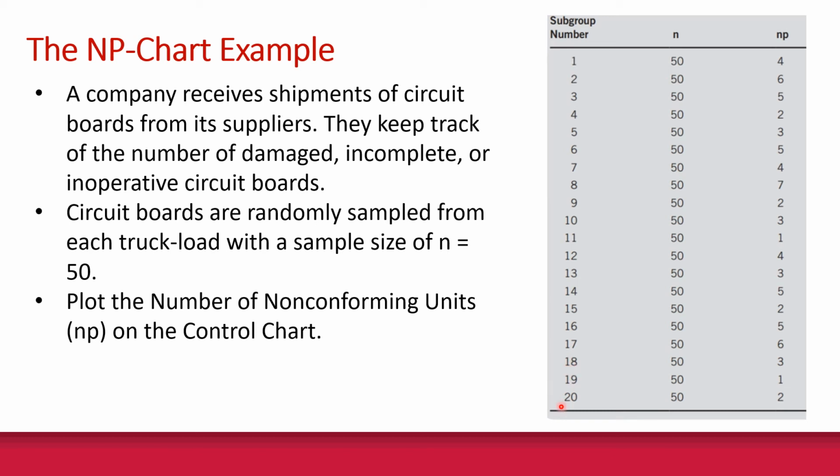So here we have the subgroup number. Maybe we did these once an hour all the way up to 20 hours. Here's 50, we randomly selected a sample size of 50. And then we count the number of non-conforming units. So in the first subgroup, we had 4. The second subgroup, we had 6, etc.